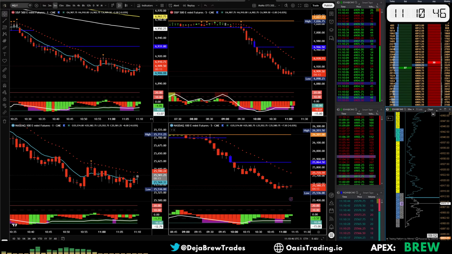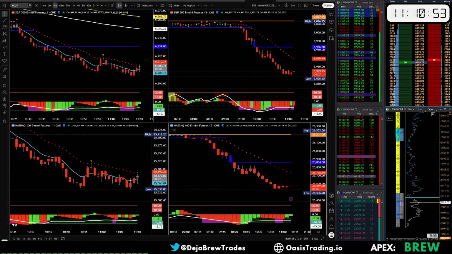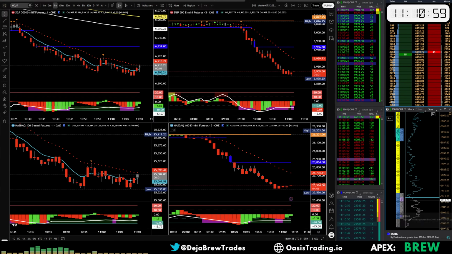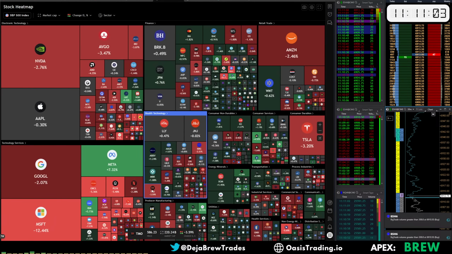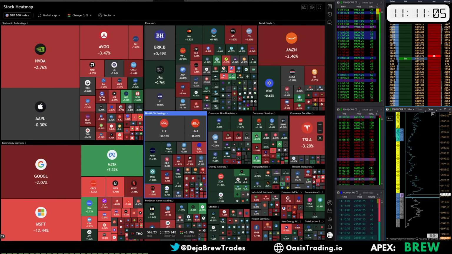But it's not the market as a whole. You have to be in the right sector at the right time. So it's not as easy as it was during COVID, because during COVID, it did not matter. You could literally throw a dart at the stock heat map and throw your entire account into it, and you would make money.